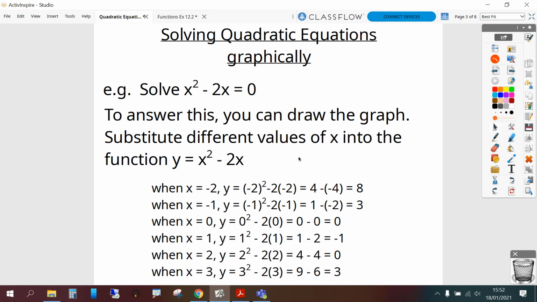Now you have to be careful when you're substituting in here again, because we have got negatives involved, so take extra care. For example, when x is negative 2, y is equal to negative 2 squared, take away 2 lots of negative 2, and that gives us, so negative 2 squared is 4. 2 lots of negative 2 is negative 4, and we're subtracting that, so we end up with 4, add 4, which is 8. So take care when you are doing this, and you'll probably see if you do make a mistake when you go to plot the graph that something's not looking right.